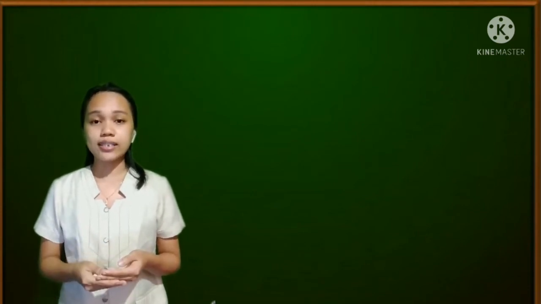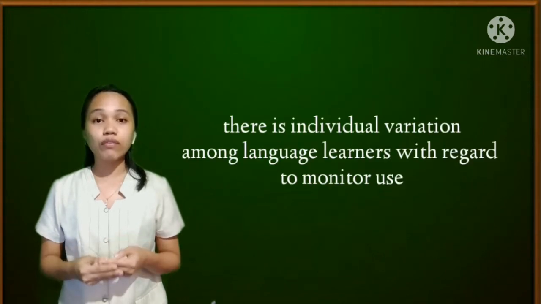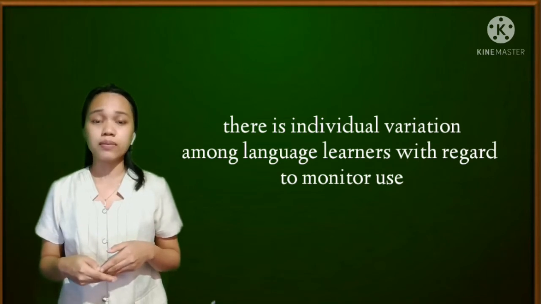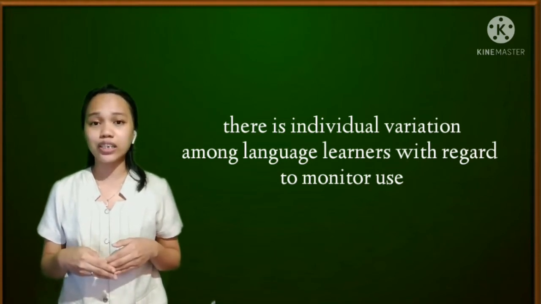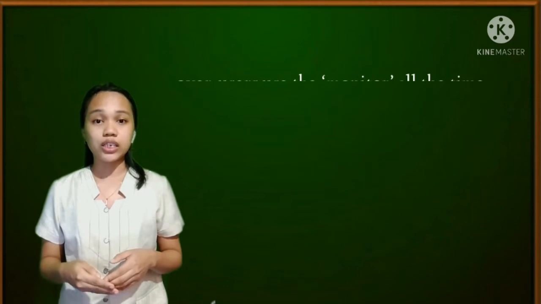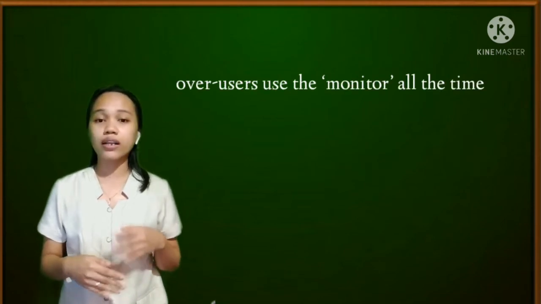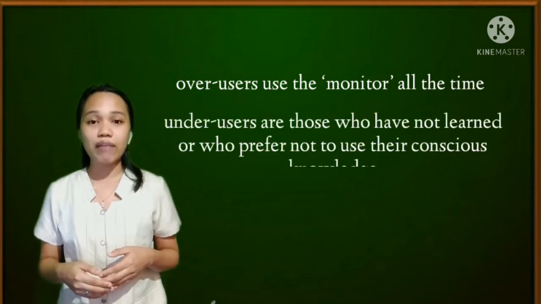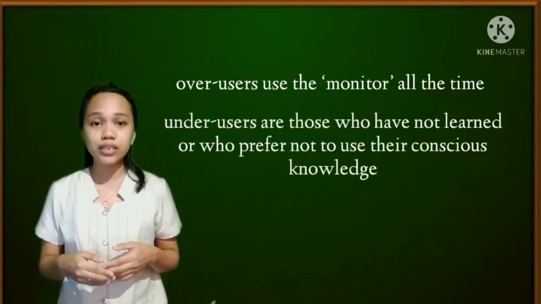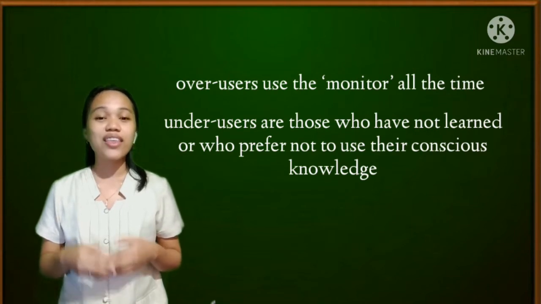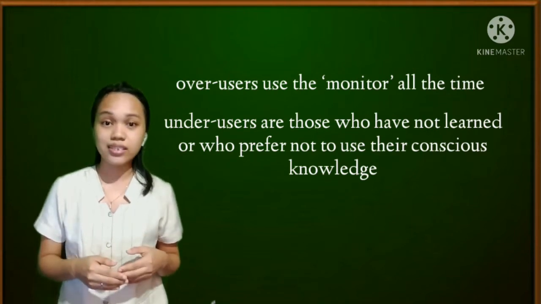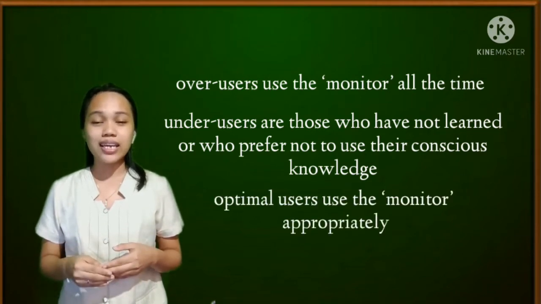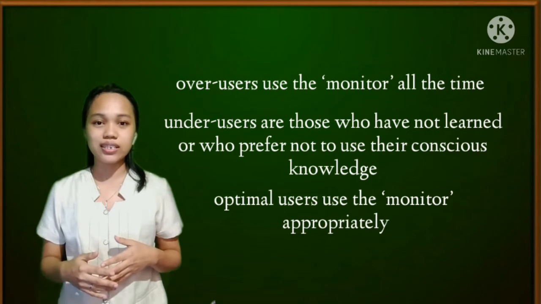Krashen also suggests that there is individual variation among language learners with regard to monitor use. He distinguishes those learners that use the monitor all the time, those are the people we can call overusers. Those learners who have not learned or who prefer not to use their conscious knowledge are called underusers. And those learners that use the monitor appropriately are called the optimal users.